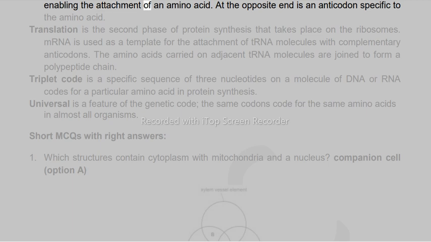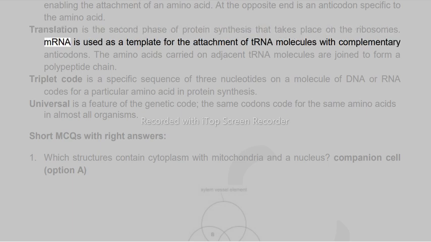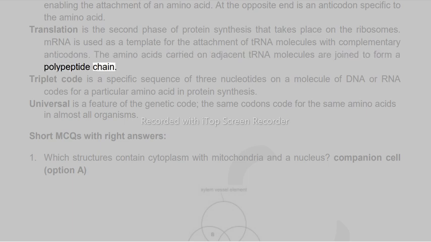enabling the attachment of an amino acid. At the opposite end is an anticodon specific to the amino acid. Translation is the second phase of protein synthesis that takes place on the ribosomes. mRNA is used as a template for the attachment of tRNA molecules with complementary anticodons. The amino acids carried on adjacent tRNA molecules are joined to form a polypeptide chain.